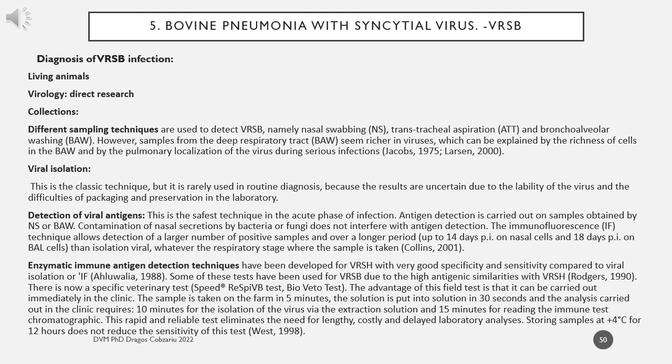However, samples from the deep respiratory tract, BAW, seem richer in viruses, which can be explained by the richness of cells in the bowel and by the pulmonary localization of the virus during serious infections. Viral isolation. This is the classic technique, but it is rarely used in routine diagnosis, because the results are uncertain due to the lability of the virus and the difficulties of packaging and preservation in the laboratory.